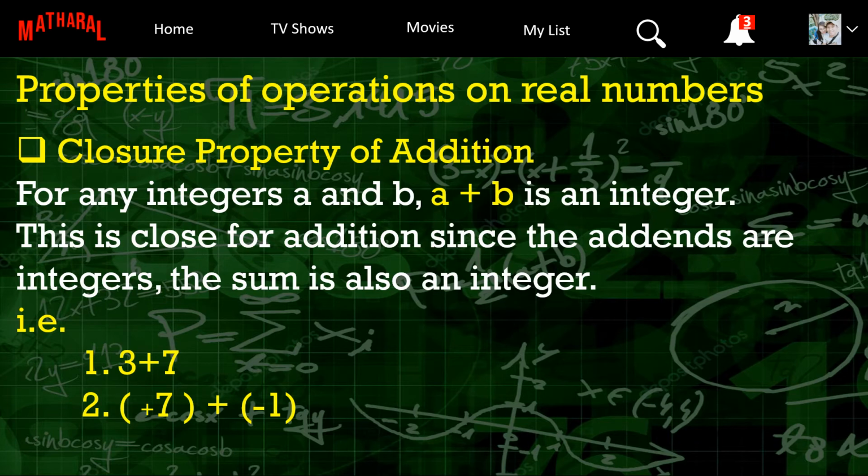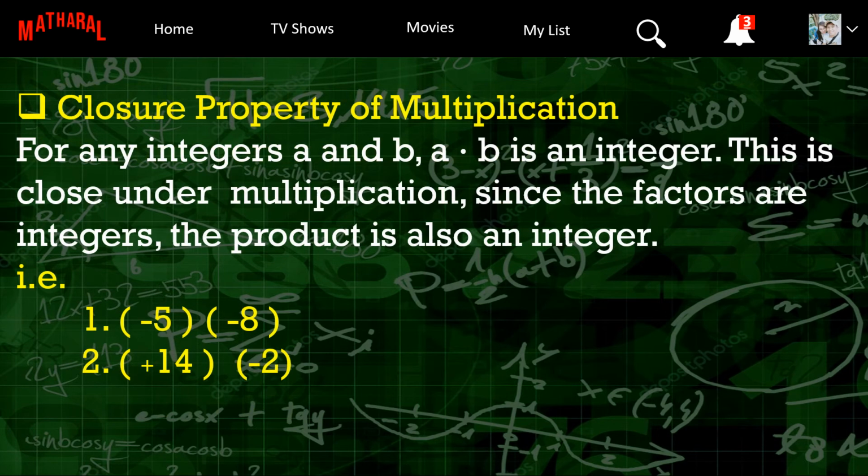Moving on, next one is the closure property of multiplication. For any integers a and b, a times b, the dot here indicates the multiplication process, a times b is an integer. This is closed under multiplication. Since the factors are integers, the product is also an integer.